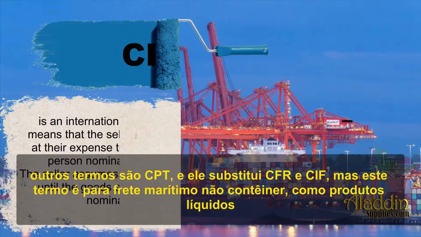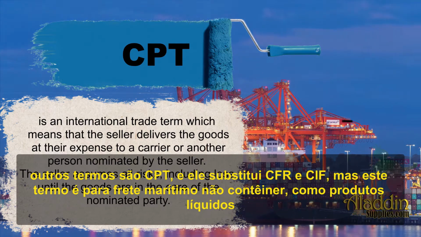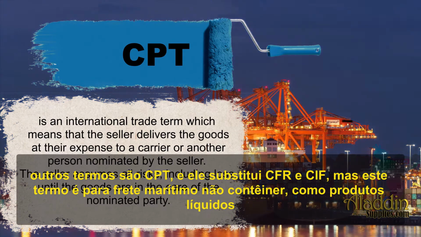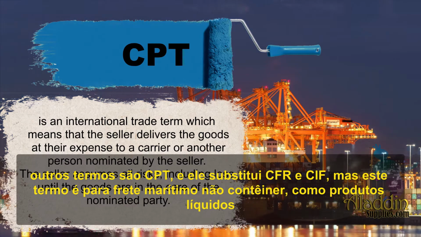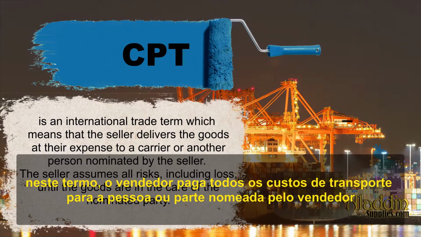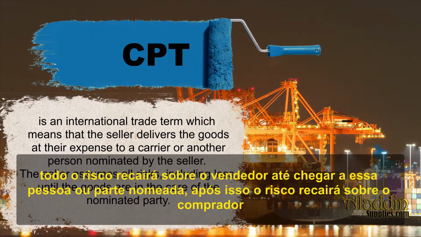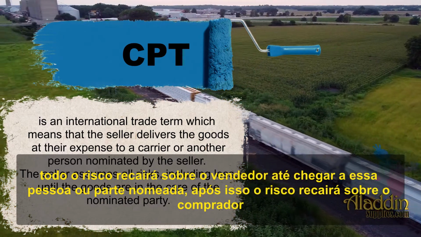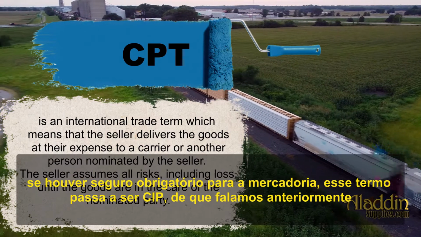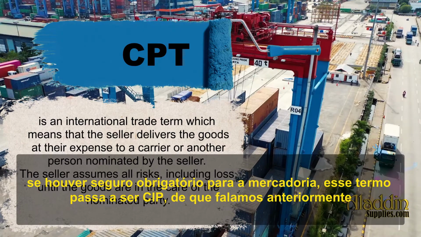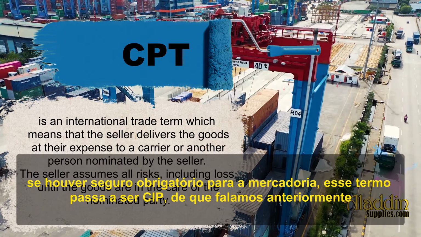Another term we have here is called CPT, which replaces CFR and CIF for any non-containerized sea freight, such as liquid goods. In this term, the seller pays all the carriage and costs to the person nominated by the seller, and the seller carries all the risk until the goods reach this nominated person or destination. The rest moves from the seller to the buyer. If the goods require insurance, this is another term called CIP, which we talked about earlier.